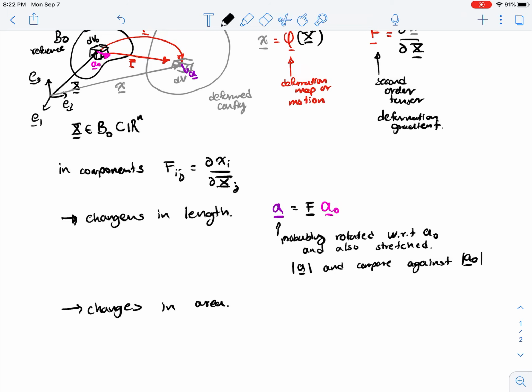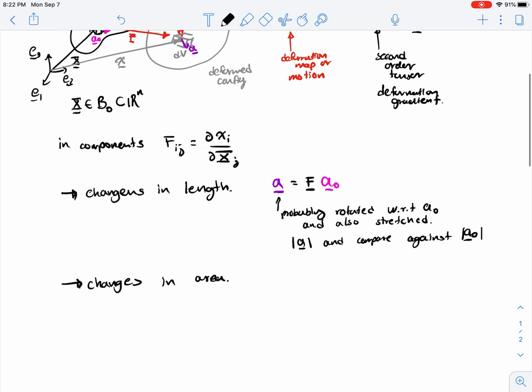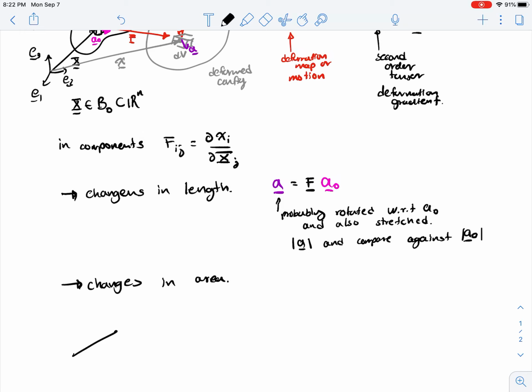Then the other one is changes in area. And for that, what I illustrated last time was that instead of drawing a little cube, what you can say is, let's say that at this point, capital X, I draw a sphere.